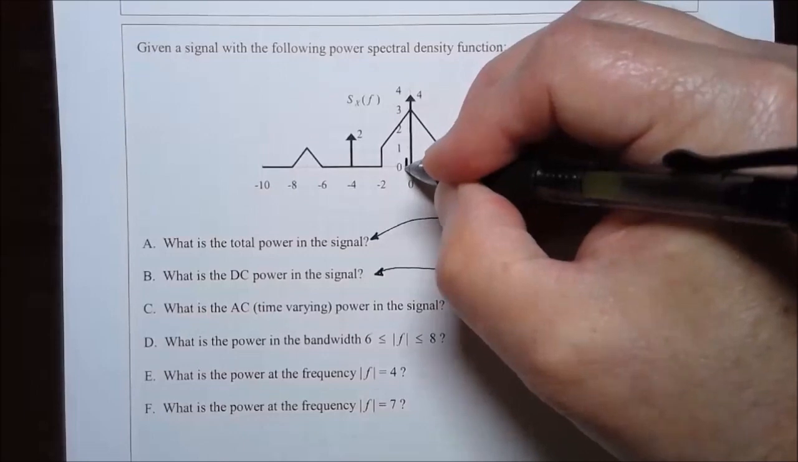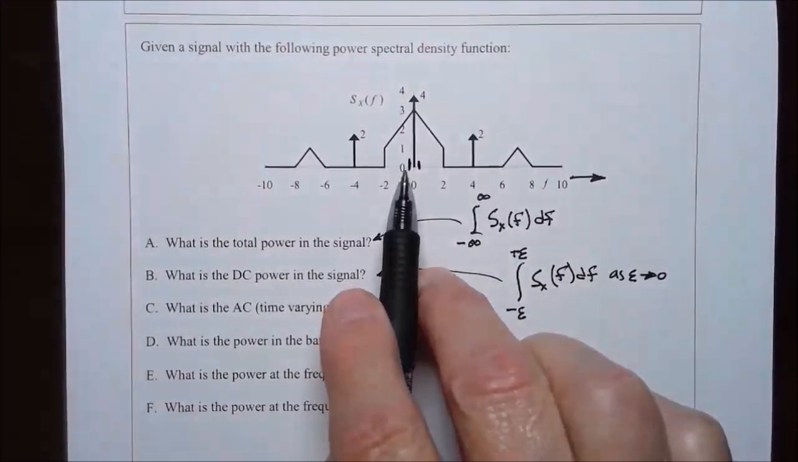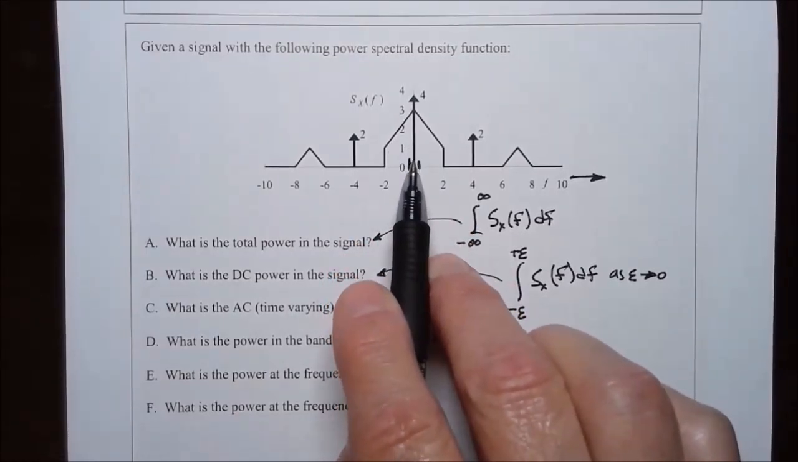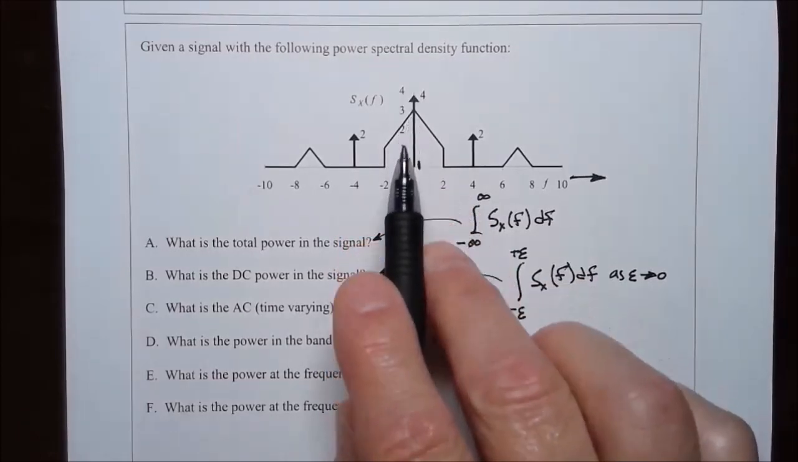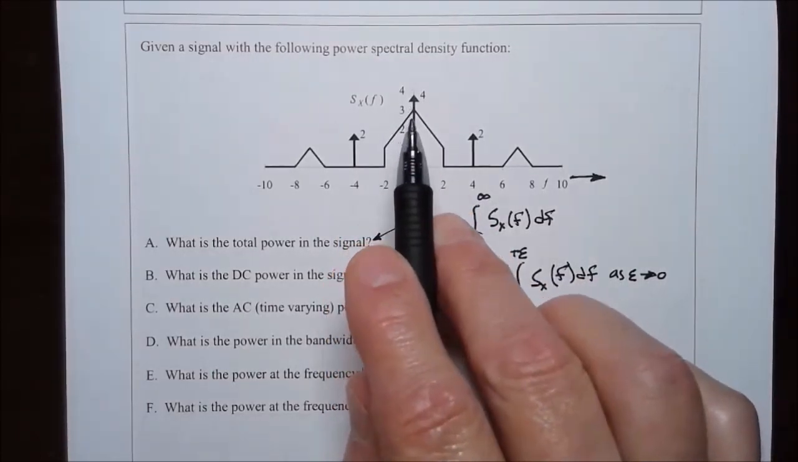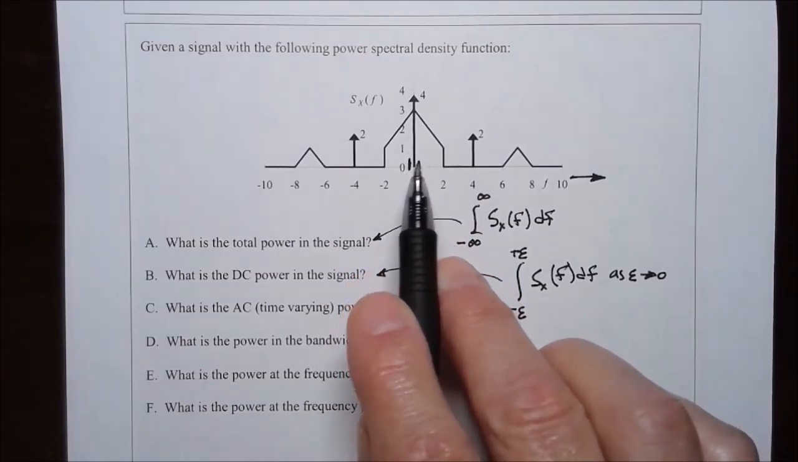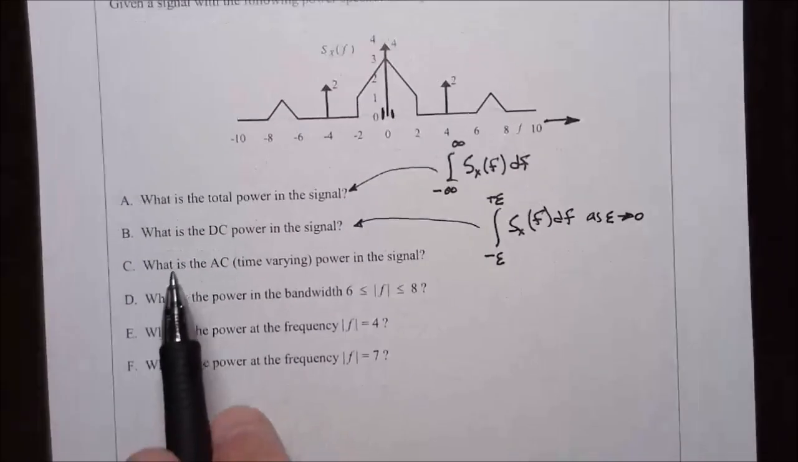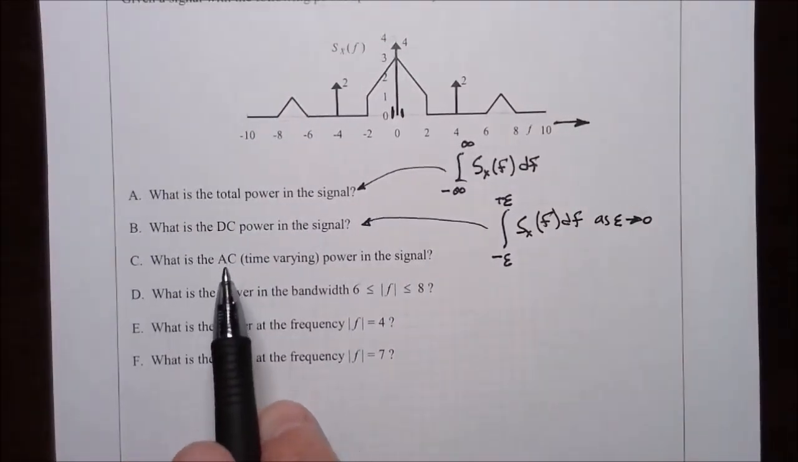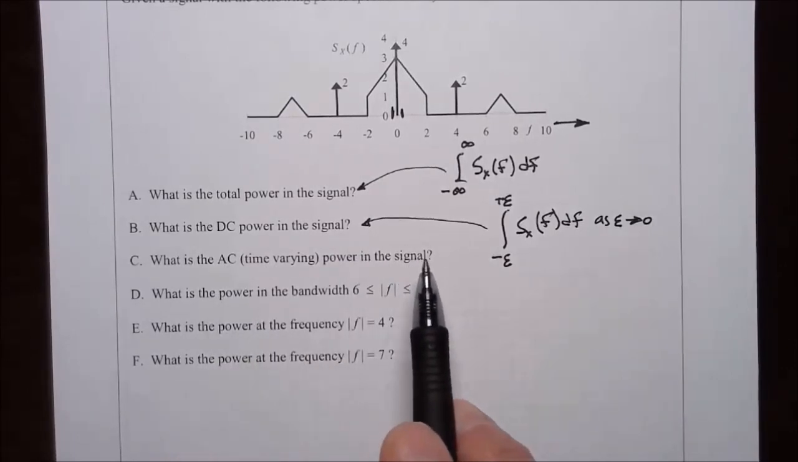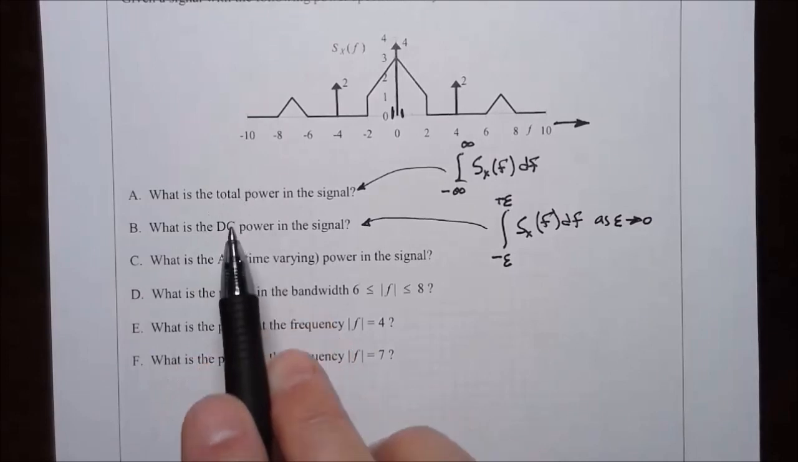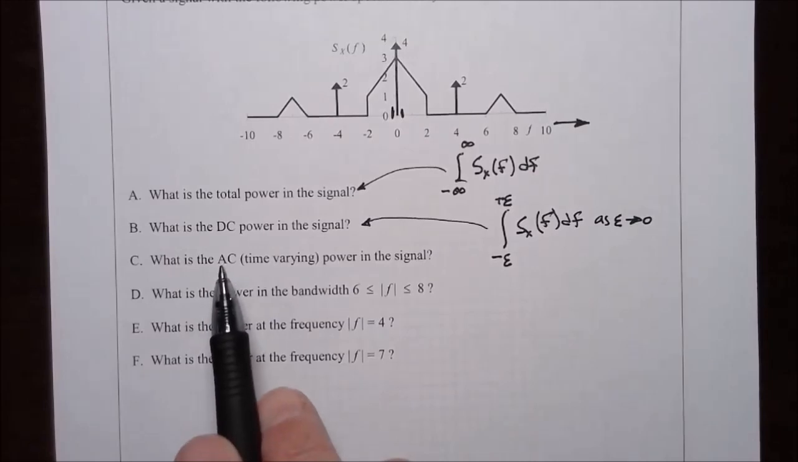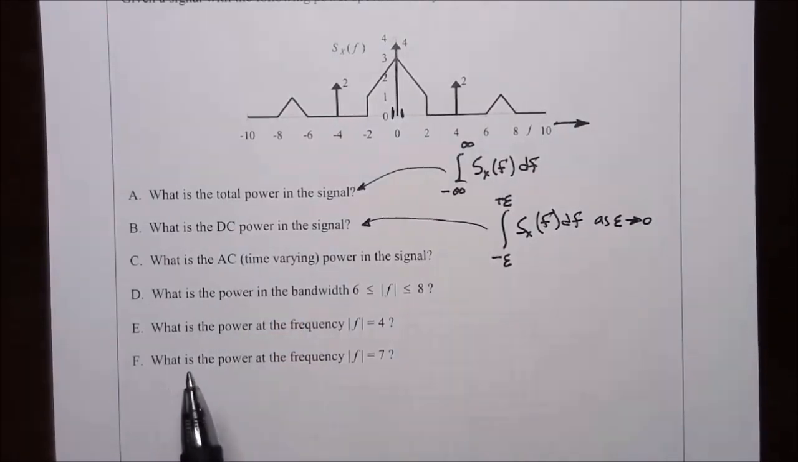So you're integrating this tiny little region between minus epsilon and plus epsilon, and when you do that integration, you will get the area underneath this delta function, but the area underneath this house shape is going to go to 0 because the width is going to 0, so you're left with simply the area underneath the delta function. What is the AC, or the time varying power in the signal? Well, total power is equal to DC power plus AC power. So AC power is equal to total power minus DC power.